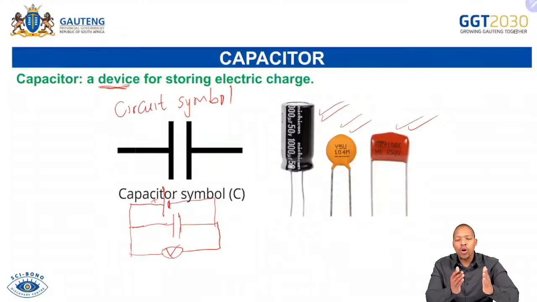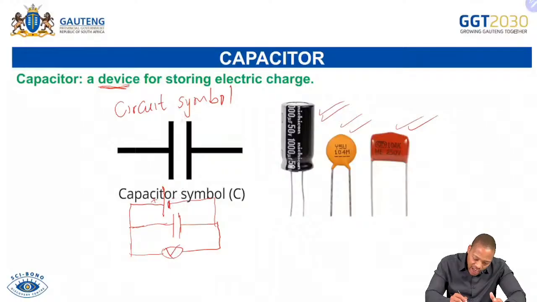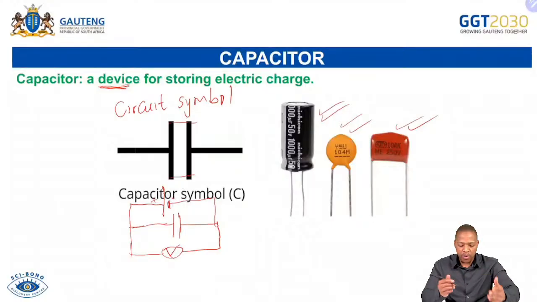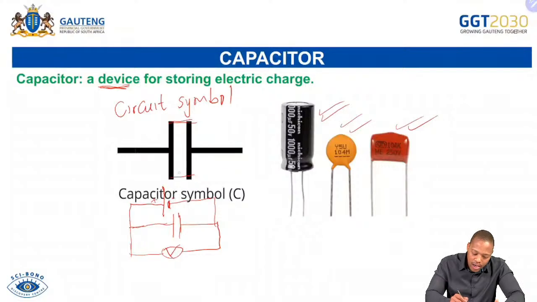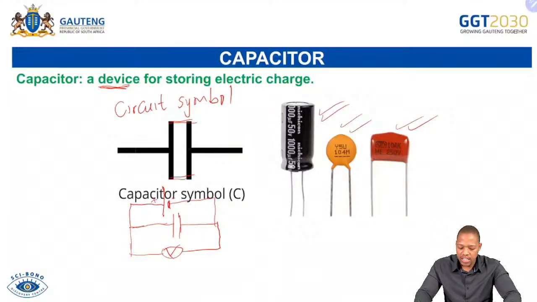In a cell or a battery, you're going to have a longer line that shows the positive terminal, and a shorter line that shows the negative terminal. In the capacitor, however, the lines are equal in length. Look at them. Those are the plates. The lines are equal in length. There is no shorter line and no longer line. So that's how a capacitor is drawn in a circuit diagram, and that is the circuit symbol of a capacitor. It is extremely important that we are aware of it.